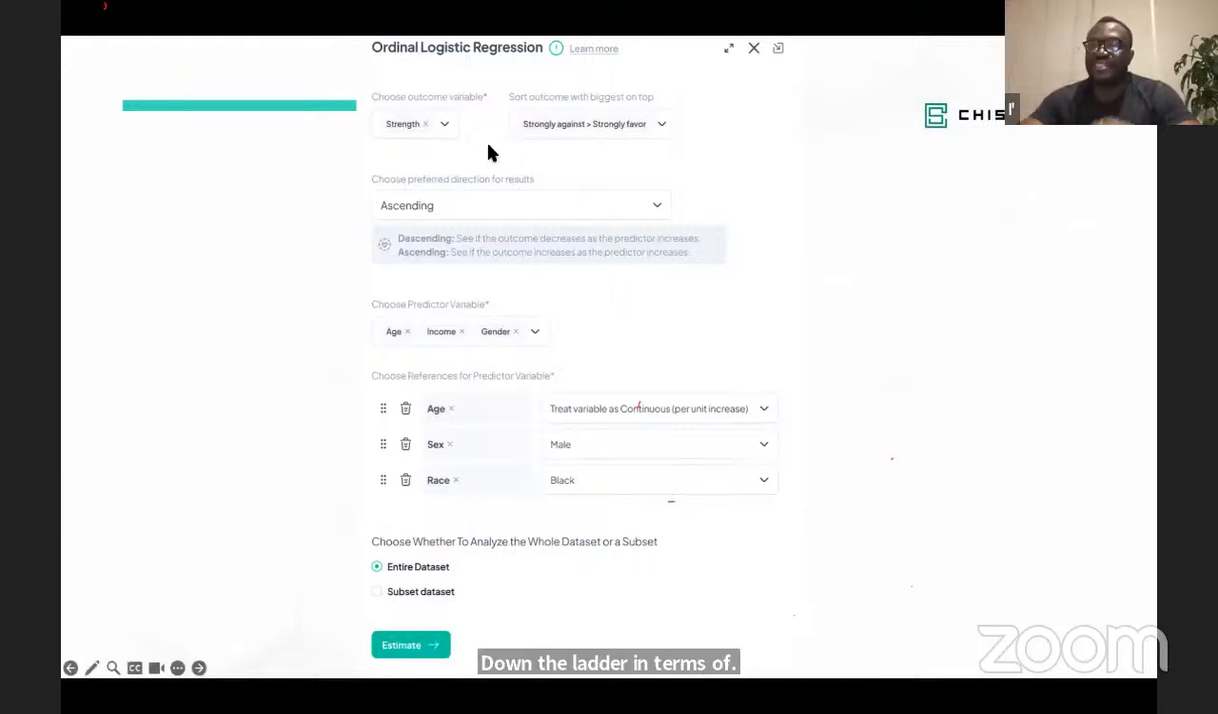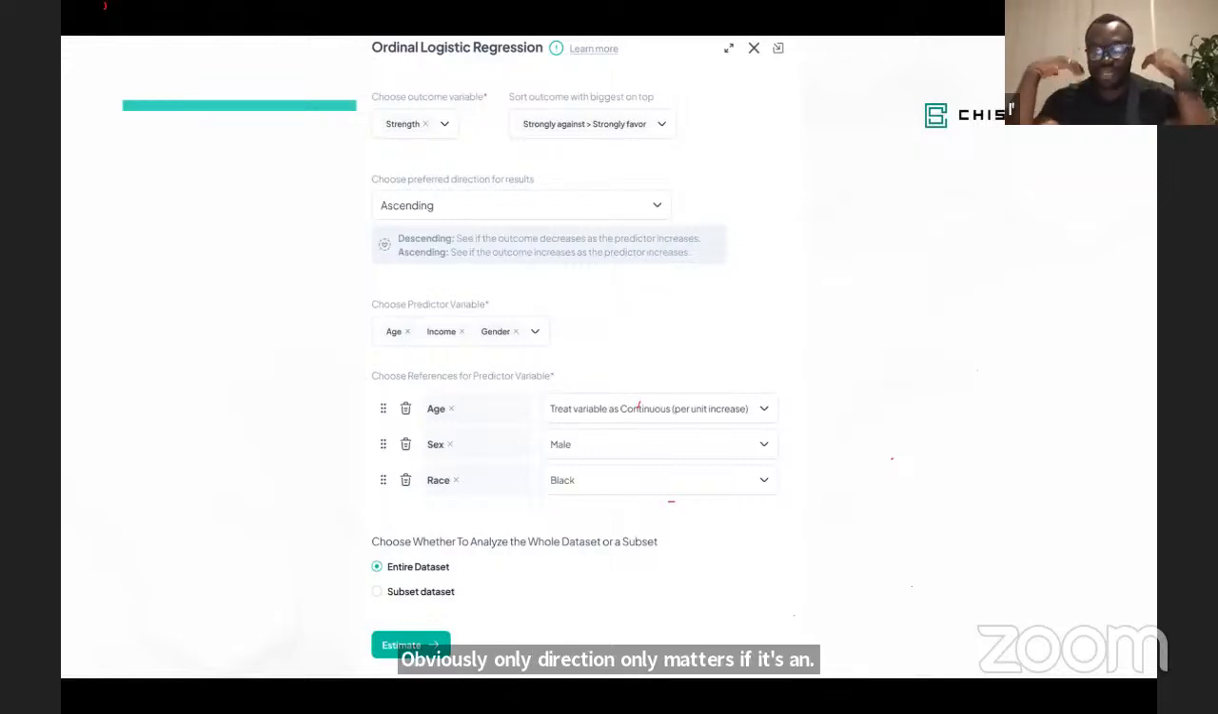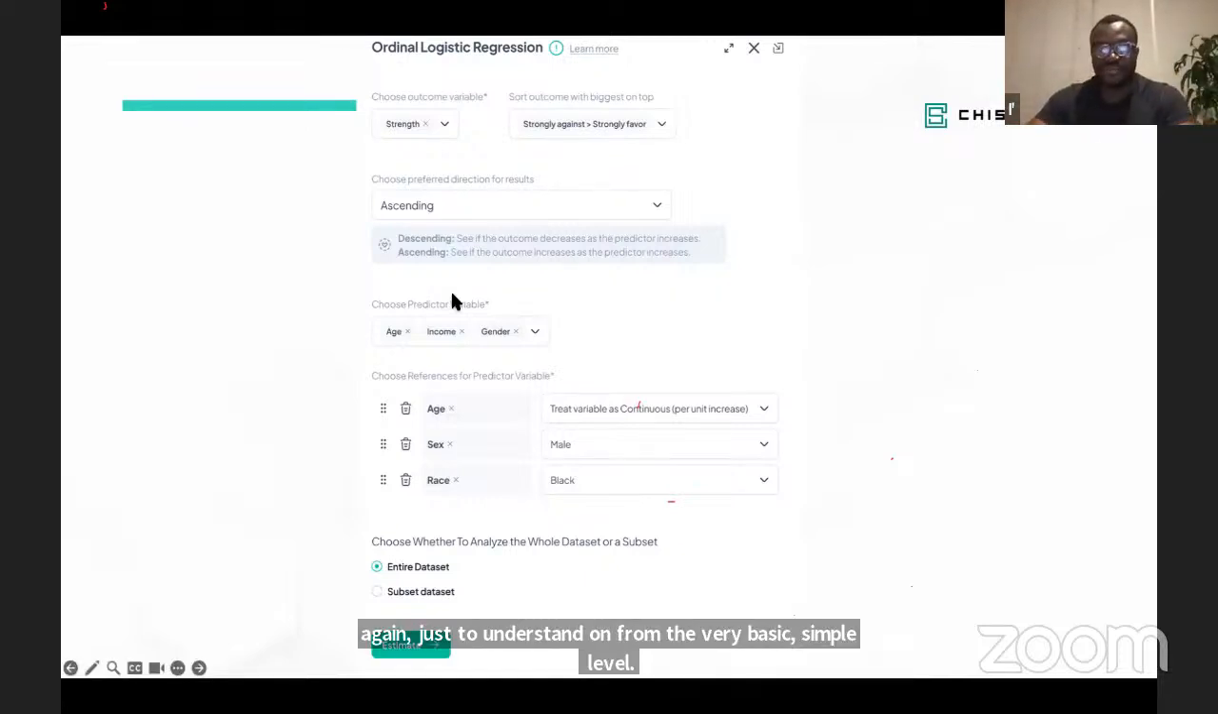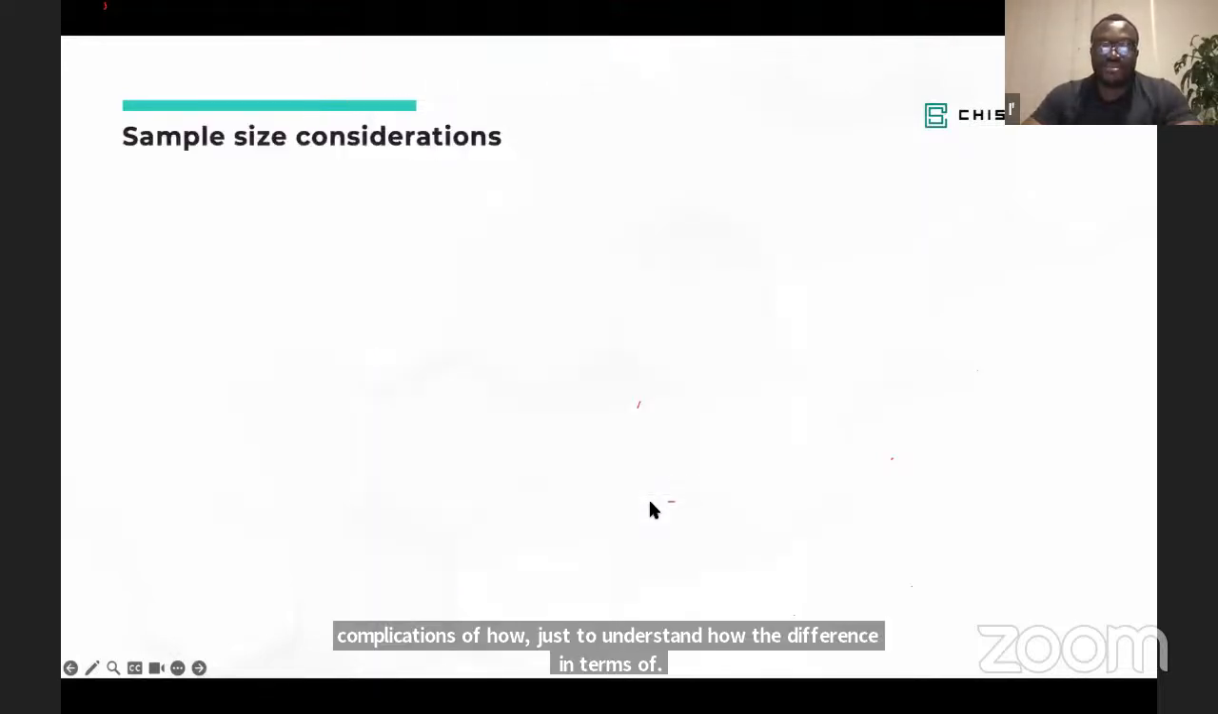So those are the differences between the regression setups. Again, everything about the predictor is exactly the same. The only difference is what happens in terms of the outcome. How do we treat the outcome? Do we sort it? Do we have to specify direction? Obviously, direction only matters if it's an ordinal variable. So again, just to understand from a very basic, simple level, no complications, how they're different in terms of the different regression models and their setups.